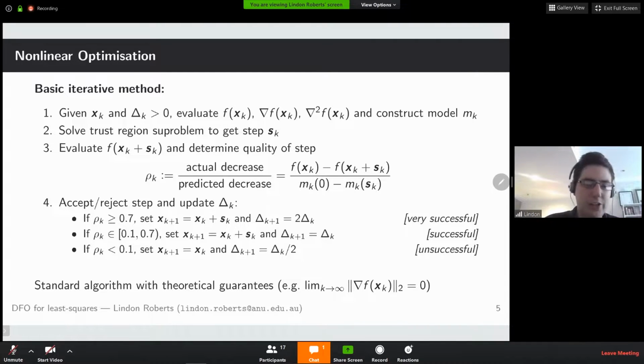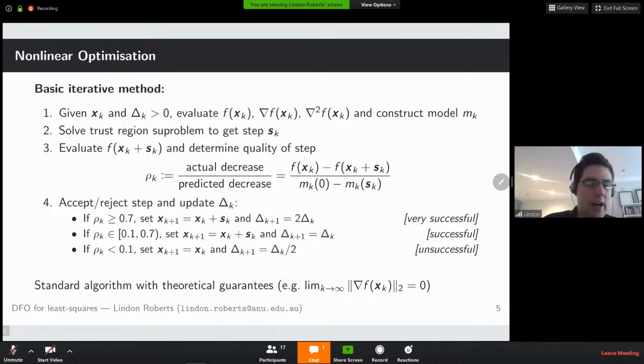So if rho is large, something like at least 0.7, then we'll say this step was very good. We got a good decrease compared to what we were hoping. So we'll accept the step and move to our new point, and we'll increase our trust region radius because things are going well. We might as well take larger steps because our model has shown itself to be fairly accurate.